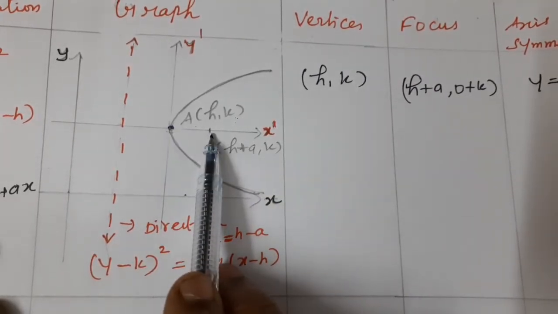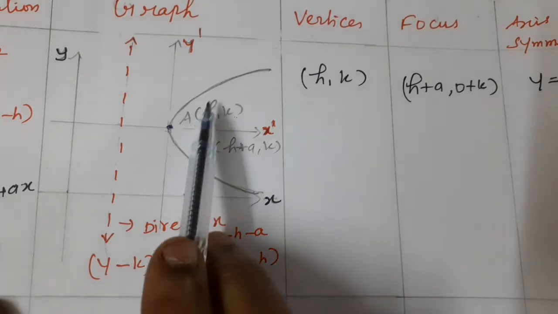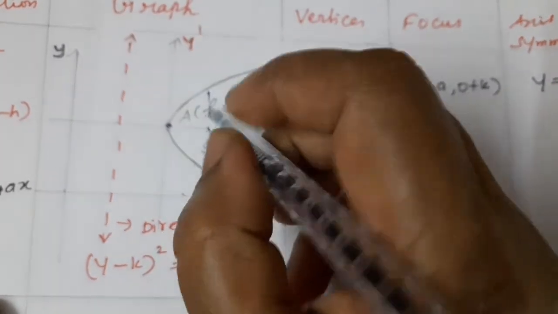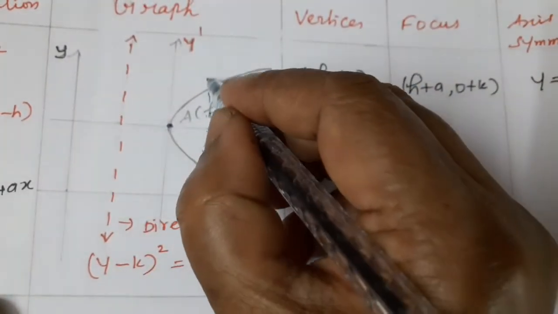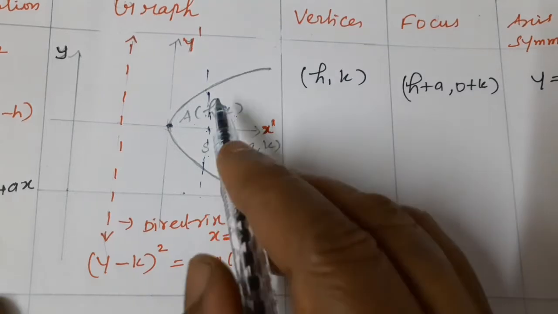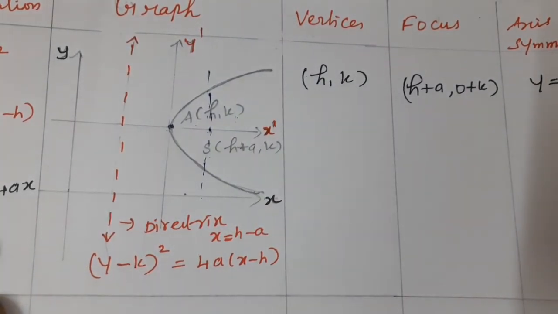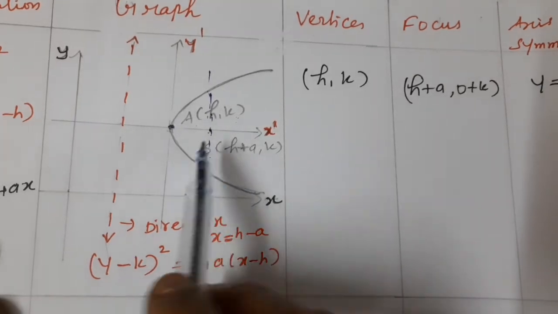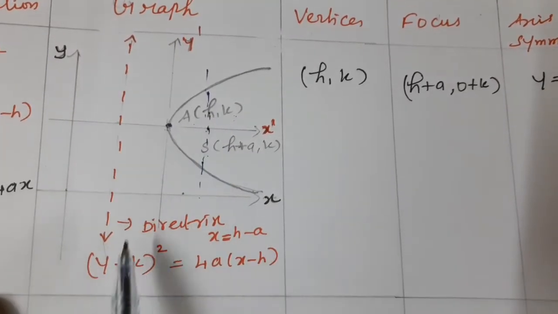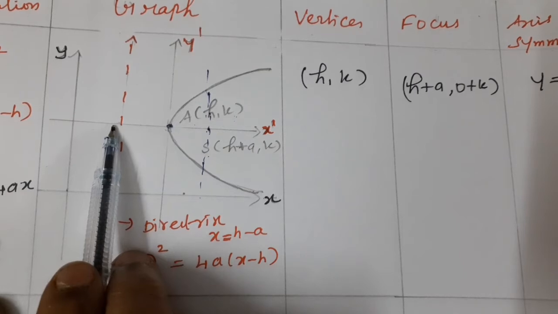S is the focus. I draw the line here, the line passing through the focus. What is it? It is the latus rectum. The line passing through the focus is the latus rectum. Opposite to the latus rectum is the directrix.